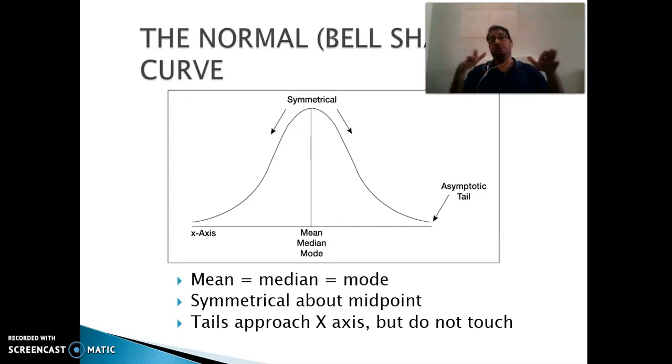It is symmetrical about the midpoint. Symmetrical refers to balance on both sides; as we mentioned earlier, the two halves of the normal curve always mirror one another. Then the tails approach the x-axis but do not touch it. You can see the tails approach the x-axis but do not touch the x-axis.